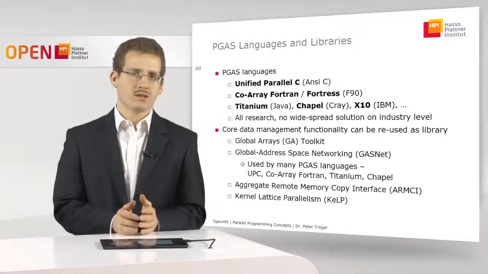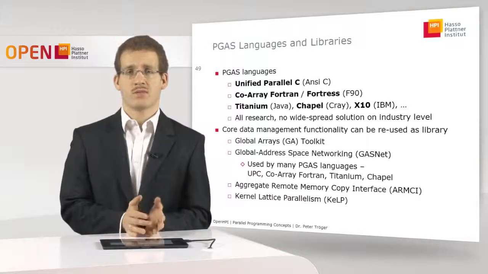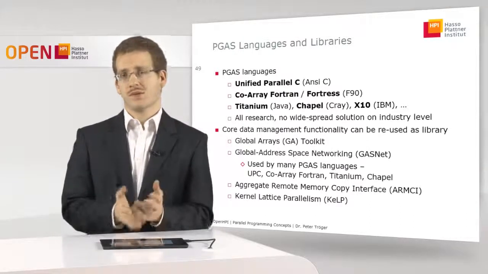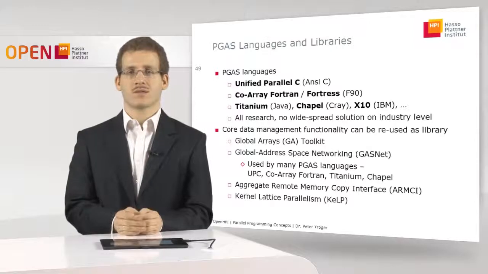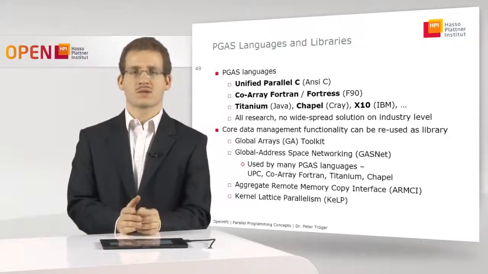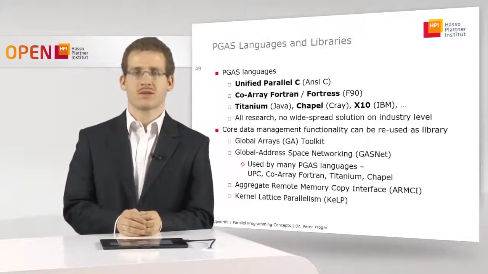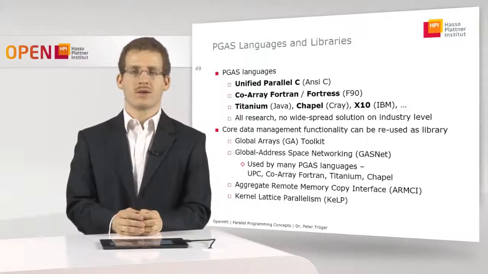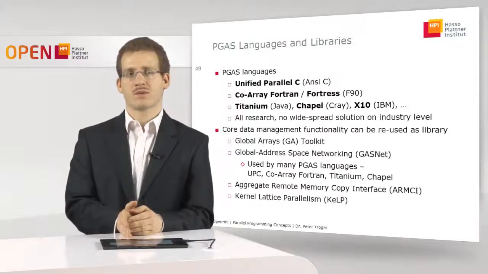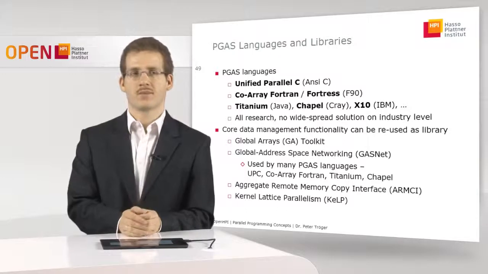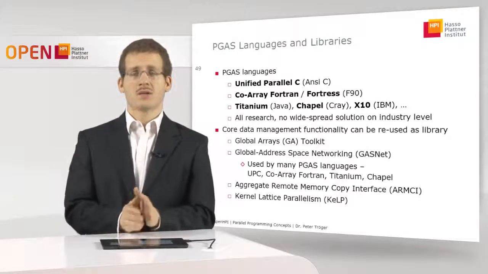There are different PGAS languages under development. As I said, all of this is research work, so we are not aware of any commercial products using one of these languages. So please take this mainly as an interesting look into the future. Examples for such PGAS languages being used, especially in scientific high-performance computing, are Unified Parallel C or Co-Array Fortran. Sun also started a development for a language called Fortress. We have ideas for Java with Titanium, and we have one particular language we want to talk about today, which is X10 by IBM.